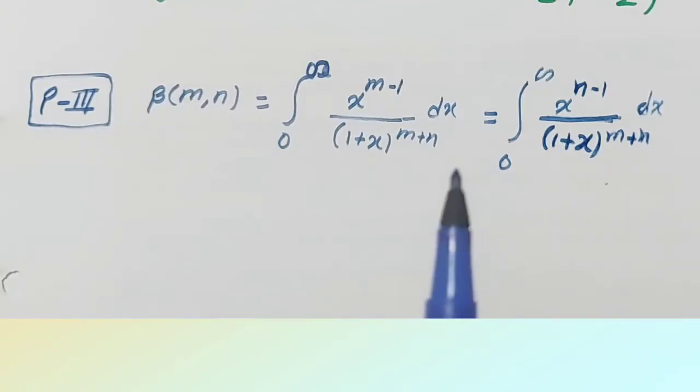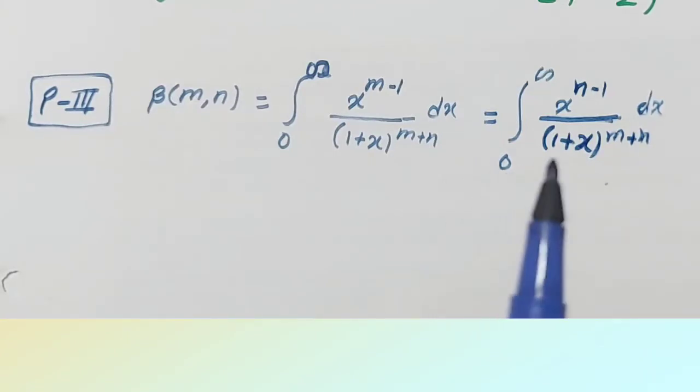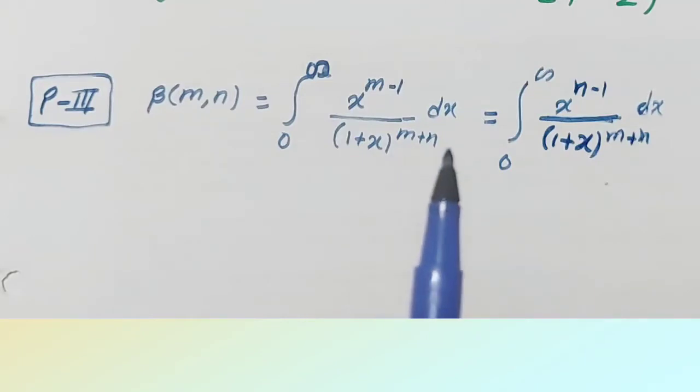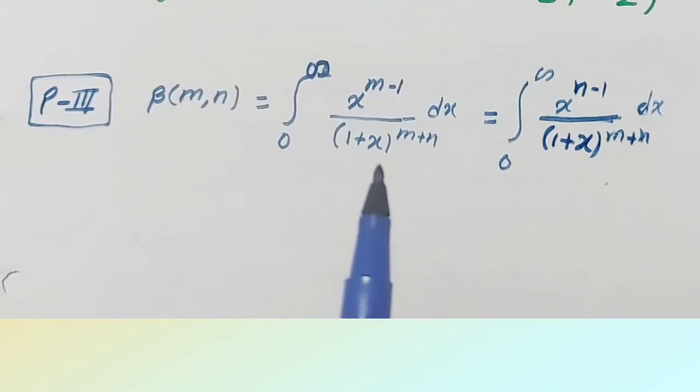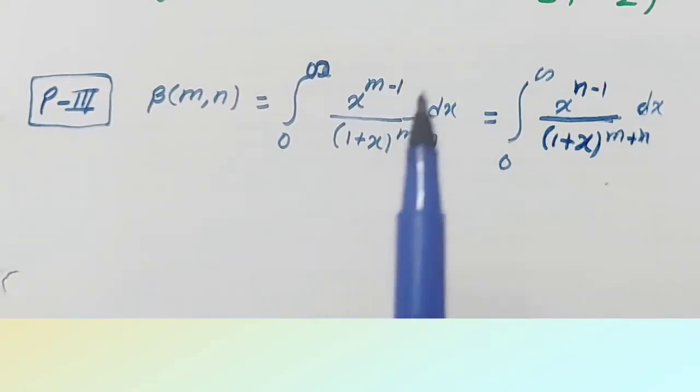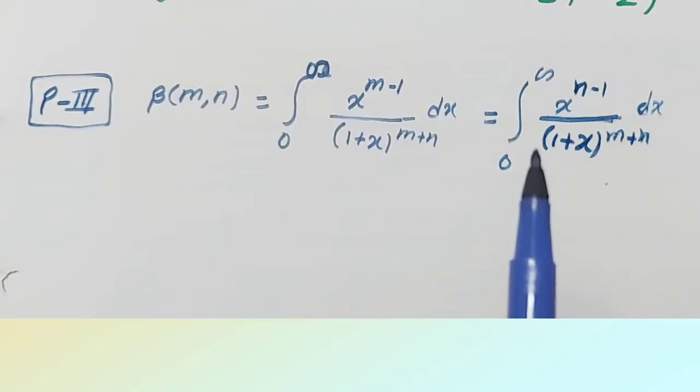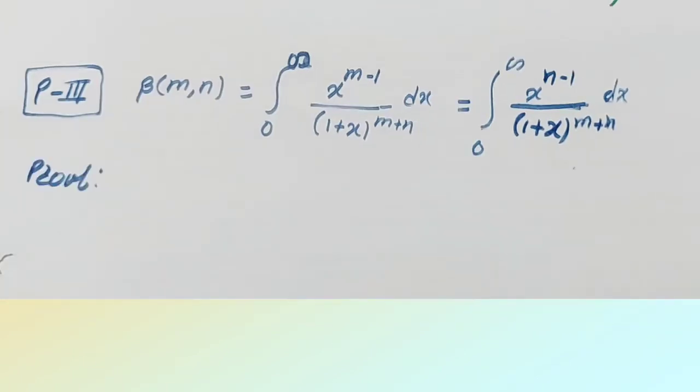तो अब we know that property 2 says that beta is symmetric. तो with the help of symmetricity, instead of m we can, that means here m and n we can interchange. तो यहाँ से हम इस इंटीग्रल को equal to this integral भी लिख सकते हैं. Now we will discuss the proof of this property.